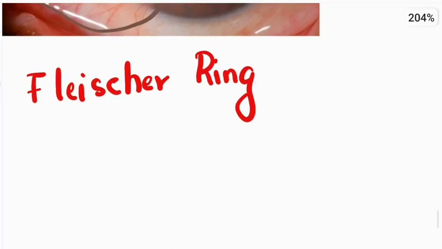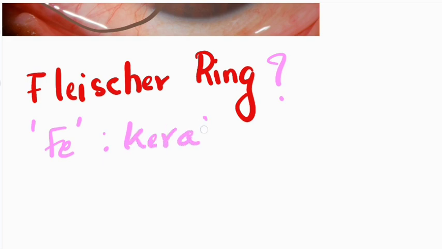Now you will tell me, it is unrelated to pterygium, what is Fleischer ring? It is iron deposited on the cornea. It is seen in which condition, guys? Keratoconus.